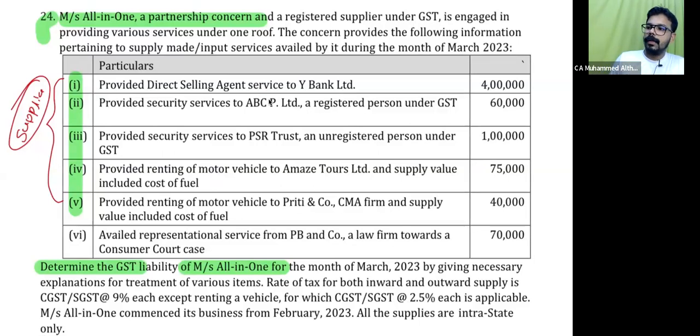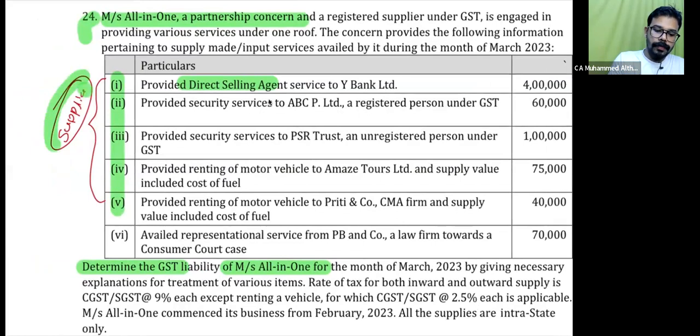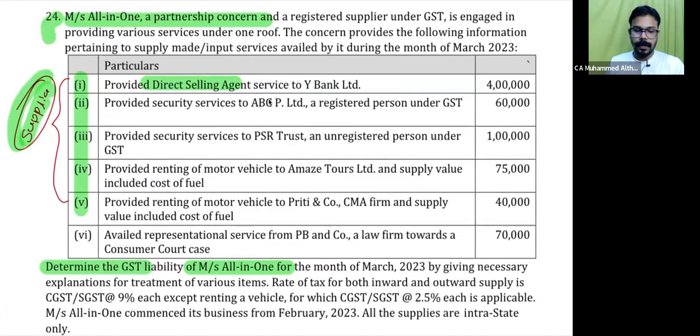So first, they provided direct selling agent services. First of all, you have to identify each transaction, whether it is FCM or RCM. This All-in-One partnership firm is a supplier. So you have to first determine in each case whether it is FCM or RCM. They are asking how much GST is to be paid by this All-in-One partnership firm. If it is FCM, then All-in-One shall pay the GST because they are the supplier. But if it is RCM, they don't have to pay. Their recipient will pay. That we don't have to look at. So this is how you have to do it.